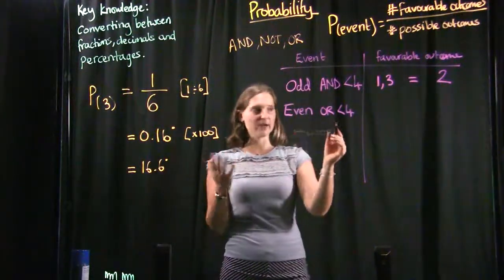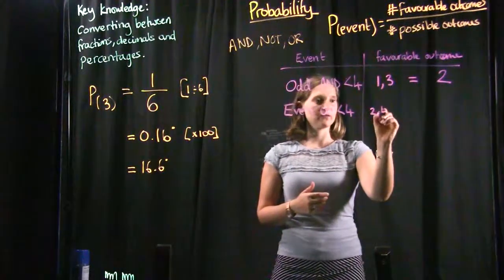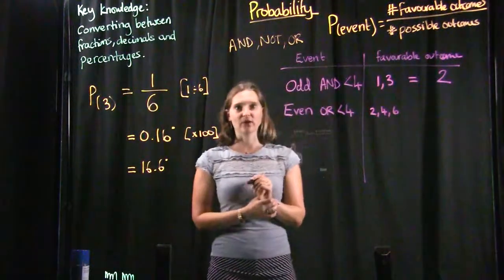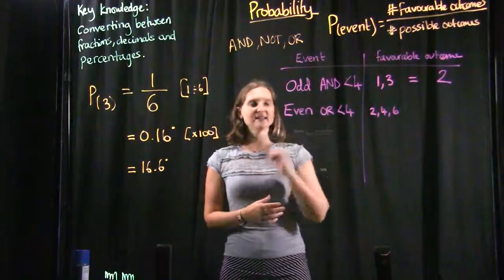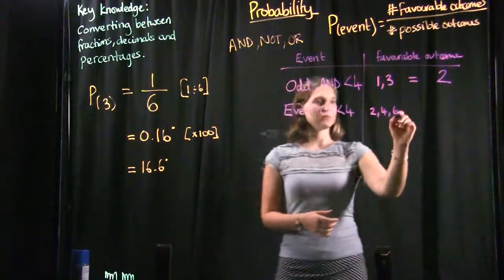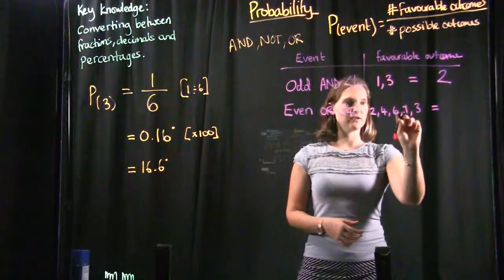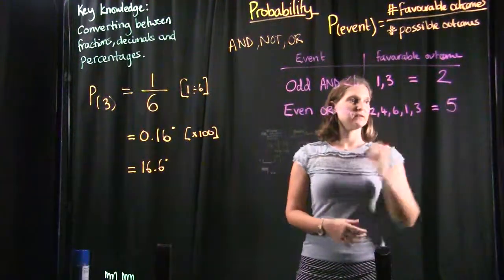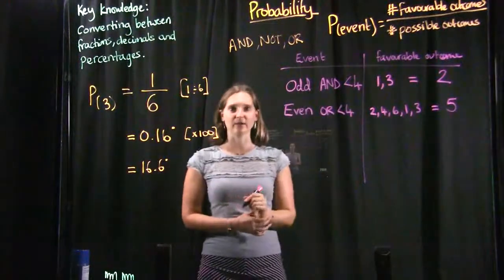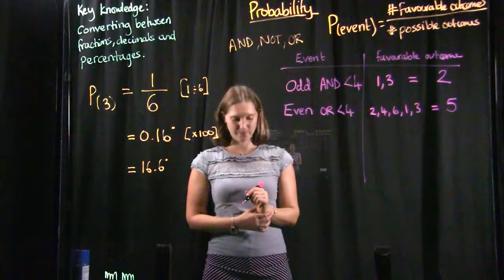We've got any even number, so we've got 2, 4, and 6, which are on our normal 6-sided dice, and anything less than 4, which we can also add, 1 and 3. So we now have 1, 2, 3, 4, 5 possibilities. So 5 favourable outcomes that we can put on top of our equation there.